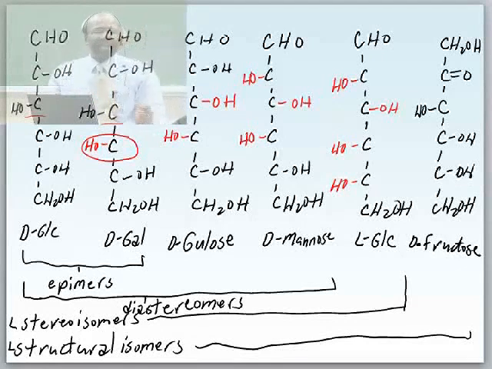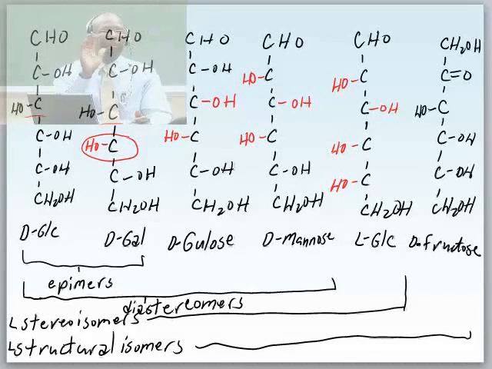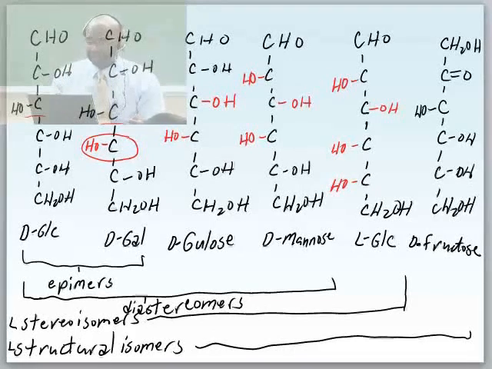Okay. Question. Diastereomers are stereoisomers that differ from one another in their configuration of their chiral centers, but are not mirror images. So glucose would be a 3 epimer of galactose? Exactly. Her question was, so glucose would be a 3 epimer of galactose, and that is correct.